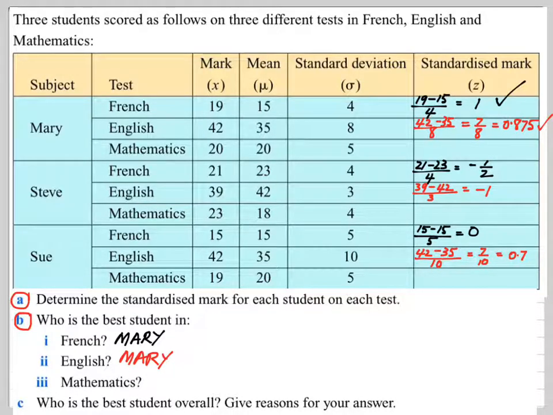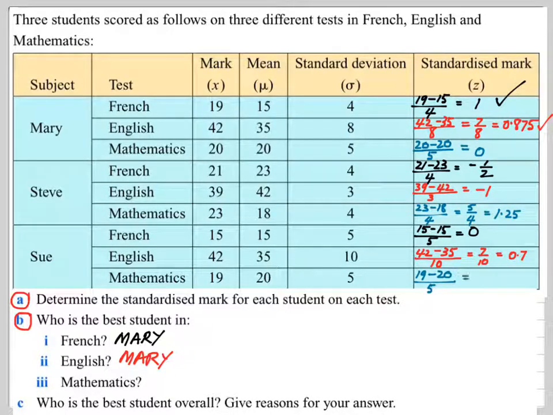Righto, what about maths? Now, Mary, how did you go? She got right on the mean. Right on the mean. Steve, how did you go? Not too shabby at all, Steve. That's 5/4, 1.25. Now, that's a stellar result. A stellar result. What about Sue?